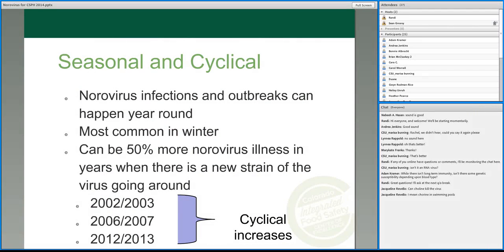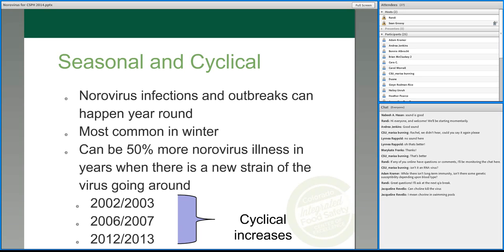Norovirus also has a seasonality and a cyclical nature. Certainly norovirus can happen year-round, and it does happen year-round, including summer camps, but it is most common in the winter, hence winter vomiting illness. And they've found that in years that there's a new strain of norovirus circulating, you can end up with as many as 50% more norovirus illnesses. The recent years that there's been a new strain going around were winter 2002, 2003, 2006, 2007, and then most recently, 2012, 2013.